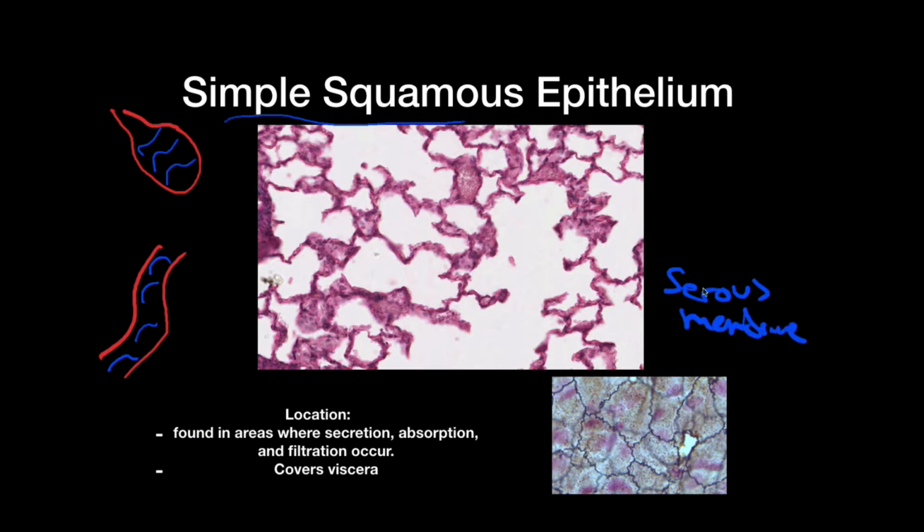Alright, and the good thing about having that serous membrane is that it's going to make sure that the surrounding area stays wet. Alright, so think about this a little bit. What do the heart and the intestines have in common? They're both going to be in constant movement, right?